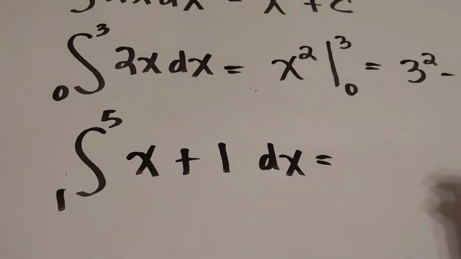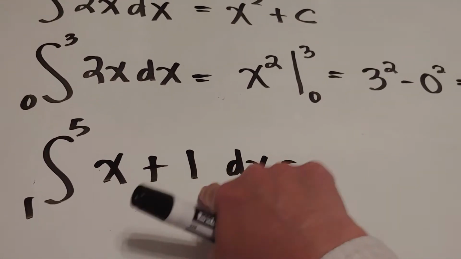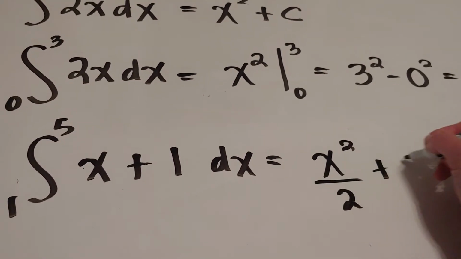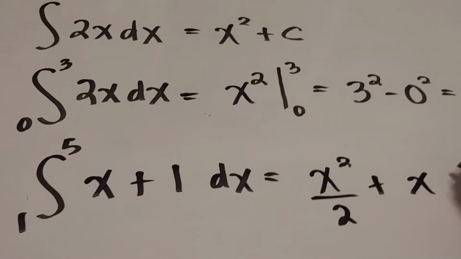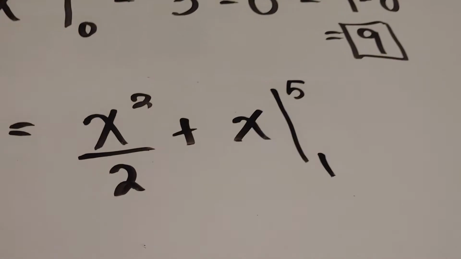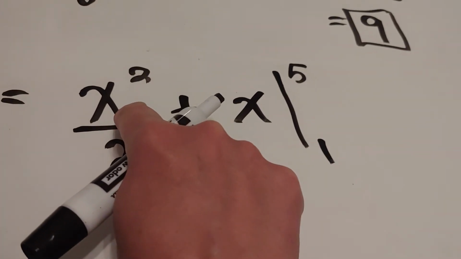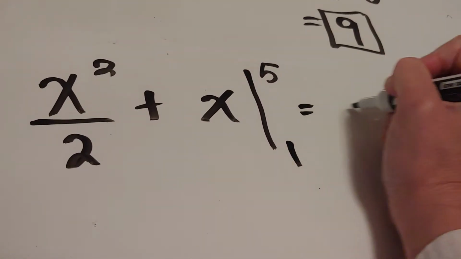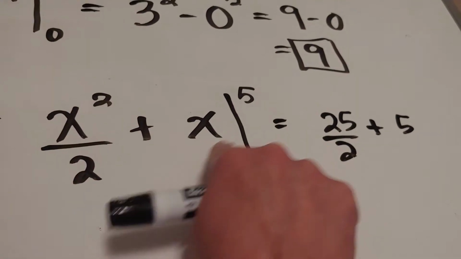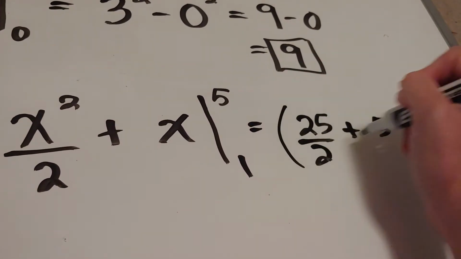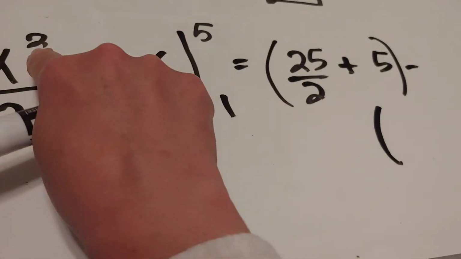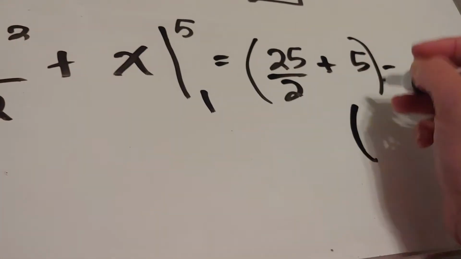All right. Cool. So the first thing I would do is go ahead and integrate this, which should be x squared divided by 2 plus x. And then I'm going to plug in 5 and 1. Okay, now these numbers are going to get a little gross, but we're going to be okay. All right, so I'm going to get 5 squared, which is 25, plus 5. So I'm going to plug 5 into everything. And then I'm going to subtract what I get when I plug in 1 into everything. So 1 squared over 2 plus 1.